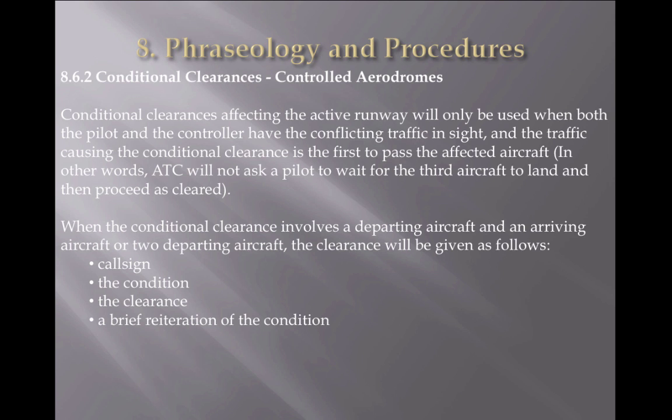Conditional clearances. Conditional clearances affecting the active runway will only be used when both the pilot and the controller have the conflicting traffic in sight, and the traffic causing the conditional clearance is the first to pass the affected aircraft. In other words, ATC will not ask a pilot to wait for the third aircraft to land and then proceed as cleared. It will always give you the indication as, please spot this traffic and then follow on from this traffic. When the conditional clearance involves a departing aircraft and an arriving aircraft, or two departing aircraft, the clearance will be given as follows. Call sign, the condition, the clearance, a brief reiteration of the clearance.